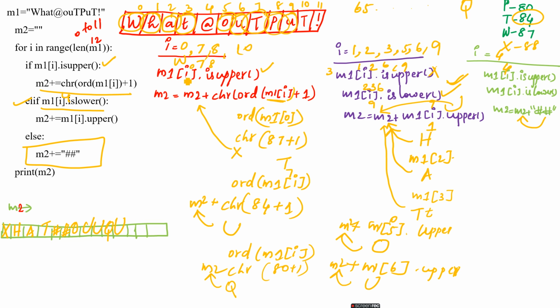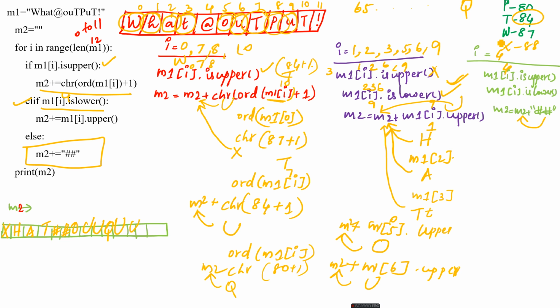Then we will check m1 of 10 is upper. m1 of 10 is uppercase. Condition is true. So what we have to find? We have to find the ordinal value of m1 of 10. That is capital T. The ordinal value of capital T is 84. 84 plus 1, 85. So the character of 85 after T, it is U. So that is capital U. We have to concatenate to m2. So capital U is added here.